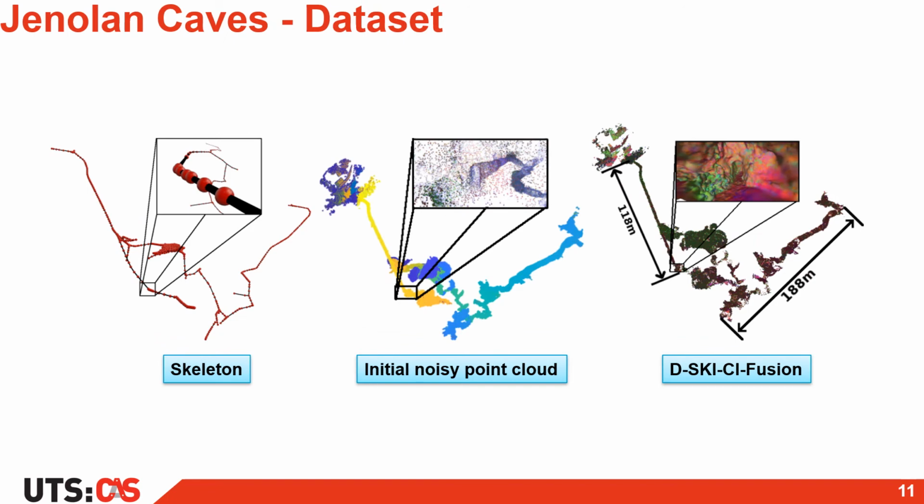Finally, in order to show that our algorithm can cater for larger amounts of data, we have included the Jenolan caves, which contain more than 1 million points. The first figure shows the skeleton of the caves. The second figure shows the initial noisy point cloud with normals colored by submaps. The last figure shows the DSKI-CI fusion final point cloud.